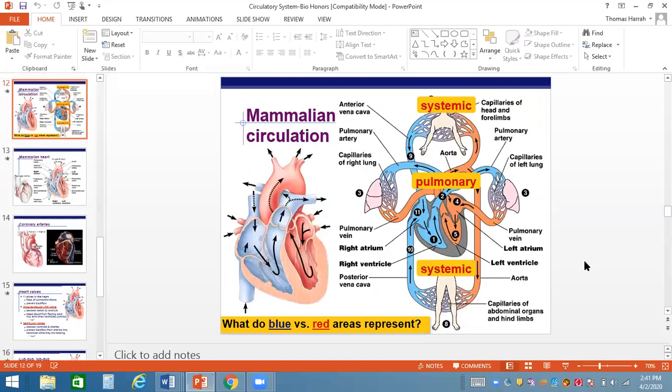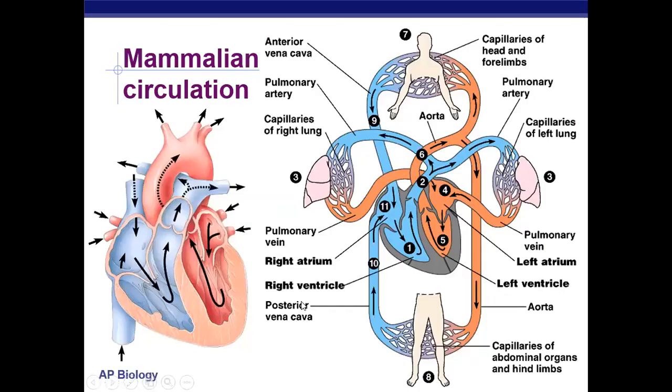All right, so look at this picture here. Students always get confused on this, so make sure you're paying attention. Why in this picture is the left side of the heart labeled right atrium and right ventricle, and the right side of the heart labeled left atrium and left ventricle? Do you get it? Why is it like that? It's like that because it's like you're looking at someone, right? So imagine here's the person's head.